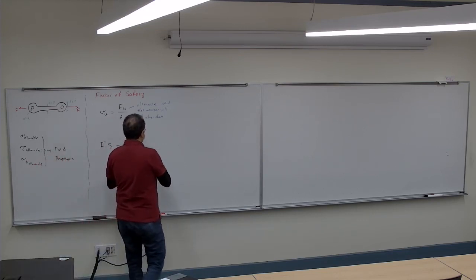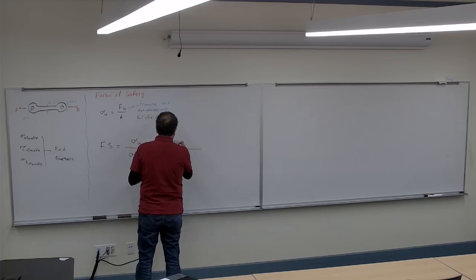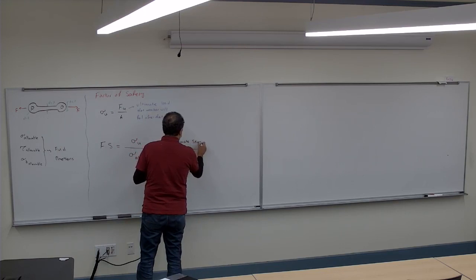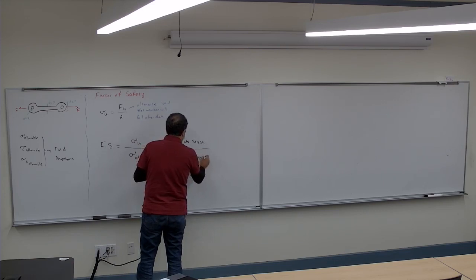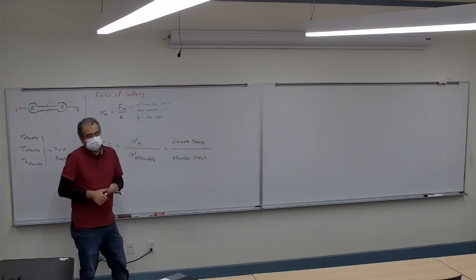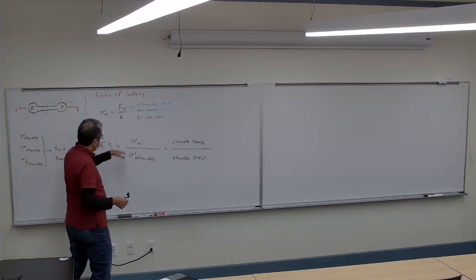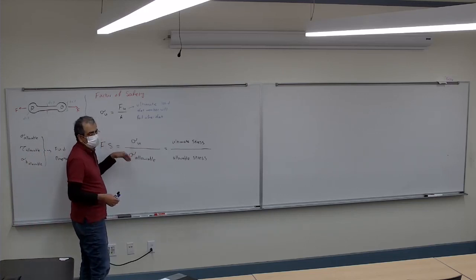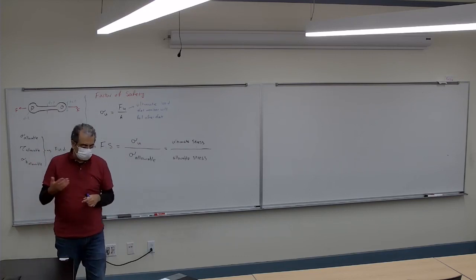So it's going to be ultimate stress divided by allowable stress. Usually they use the stress, sometimes they might use the load: the ultimate load divided by allowable load, but usually it's like that.